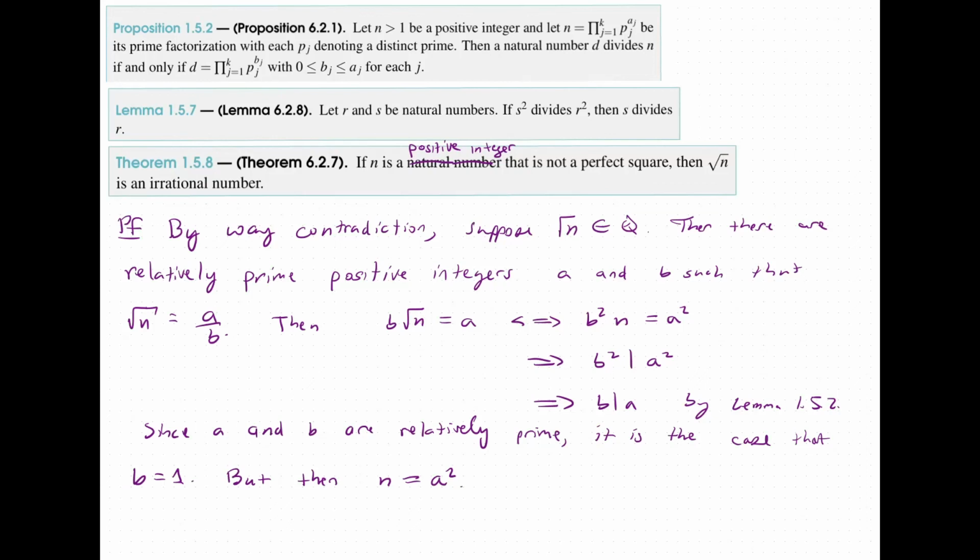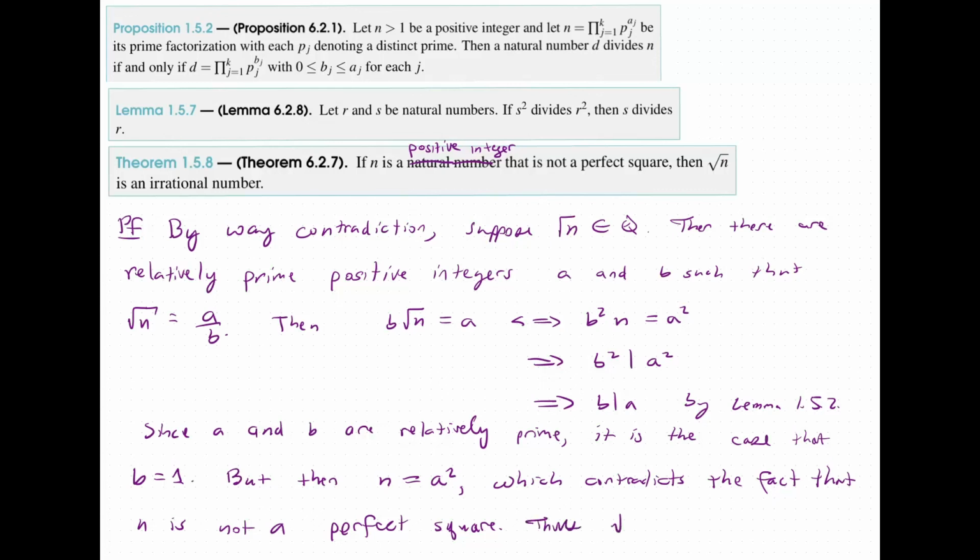But this is a contradiction, since n is not a perfect square, which contradicts the fact that n is not a perfect square. Thus, the square root of n is irrational. And we are done.